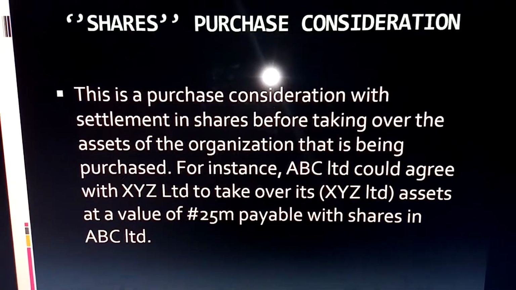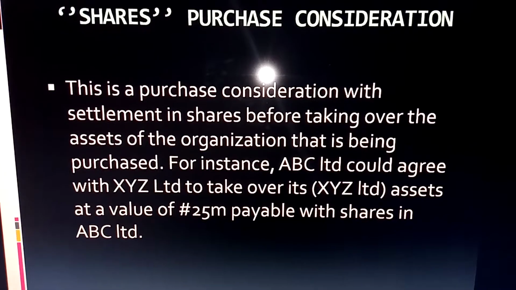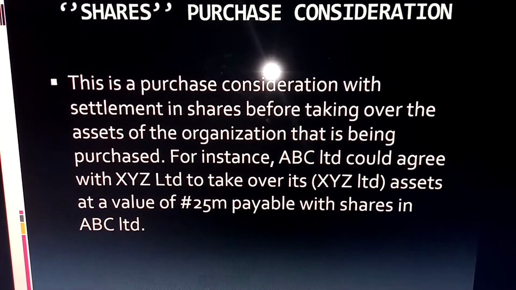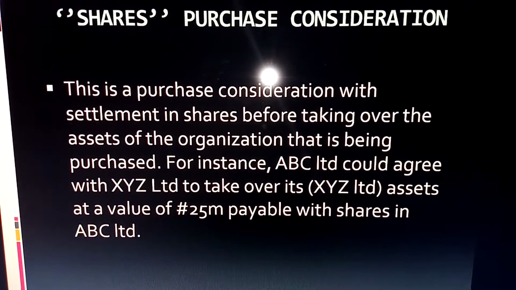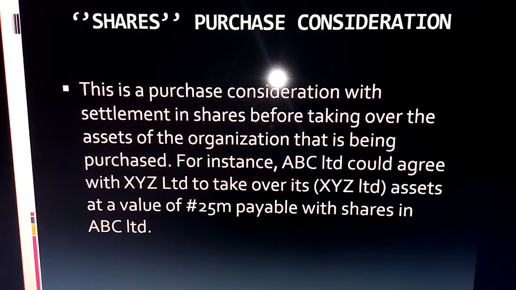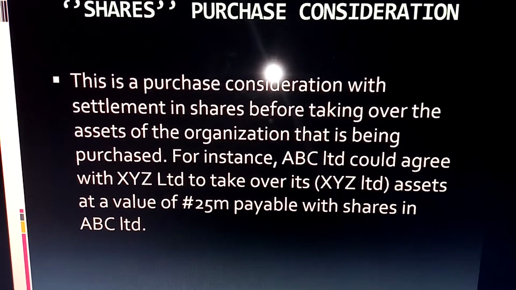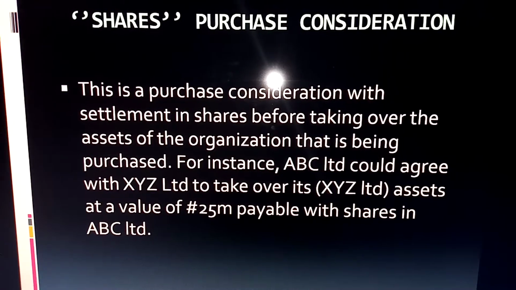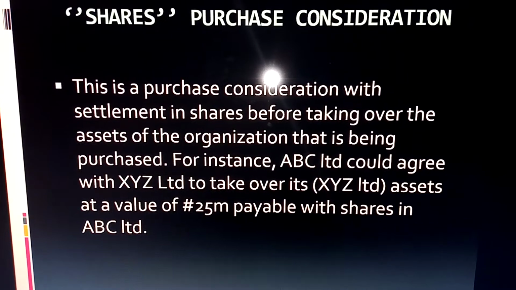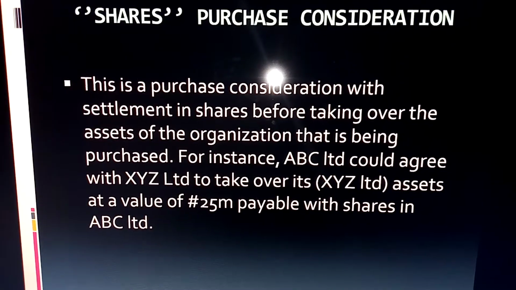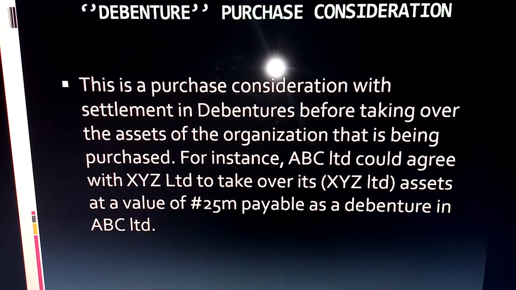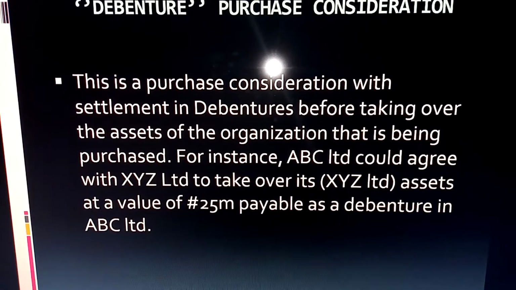In this case, you are agreeing to pay the equivalent amount in shares. So what I'm saying is your friend agreed that you pay her 25 million to take over the assets of her business. But in this case, she's not agreeing to cash. She's saying that the 25 million will be in the form of shares in your own company. That arrangement is what we call shares purchase consideration.